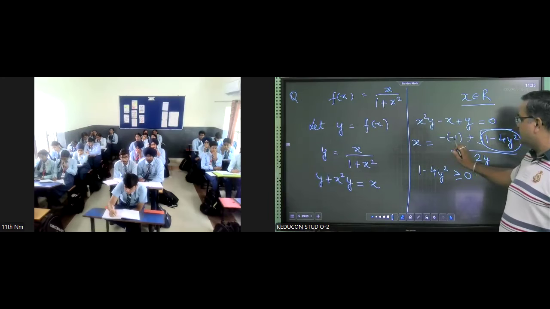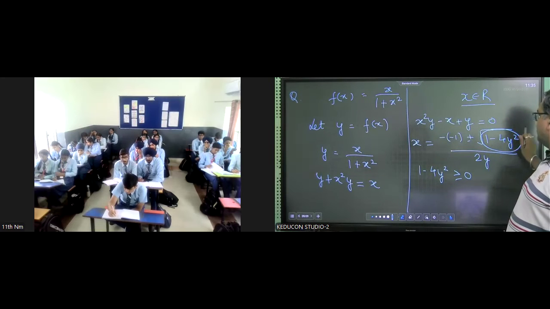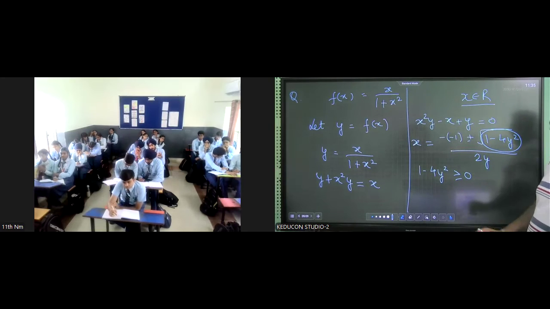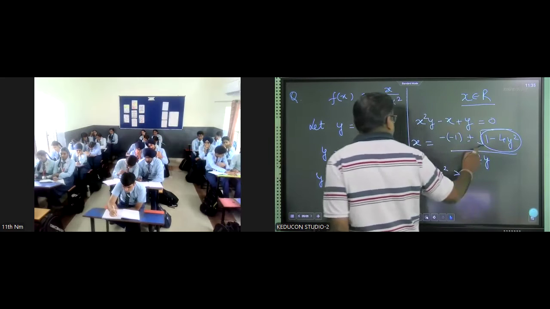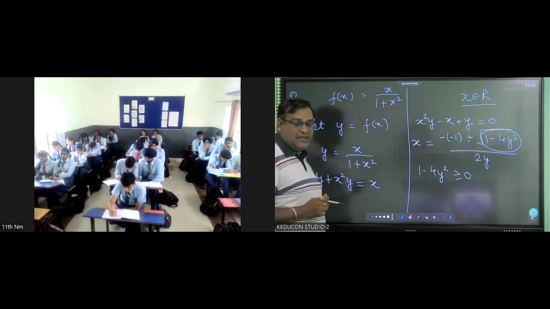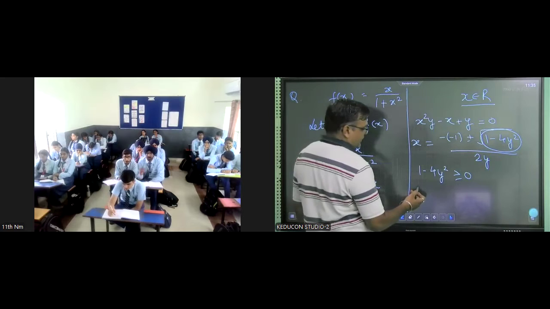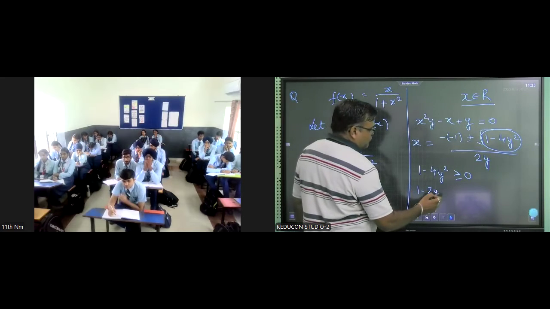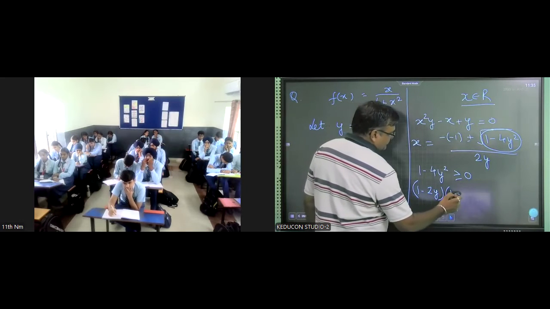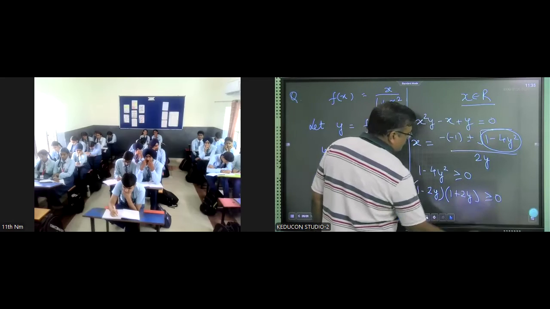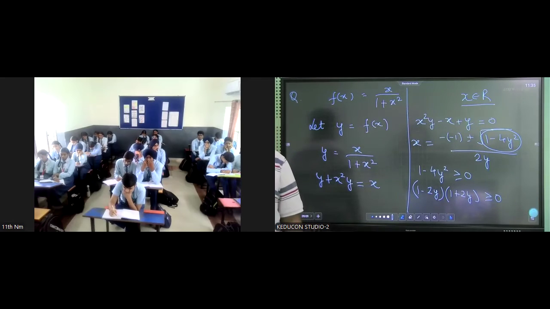x की वैल्यू क्या आ रही बच्चों? (1 plus minus square root of 1 minus 4y square) upon 2y. Now this thing should be greater than or equal to 0. Right? Is this clear? So you solve this inequality. 1 minus 2y into... solve this inequality बच्चों. What is your result? Solve this inequality.